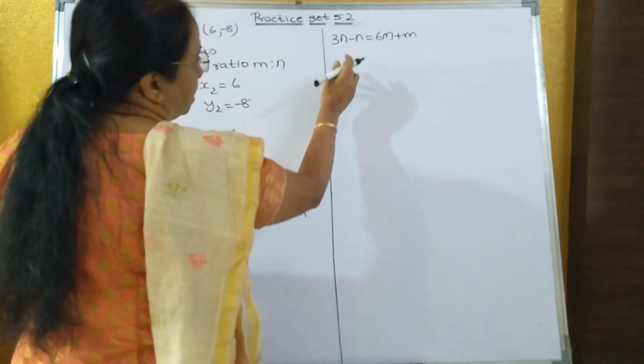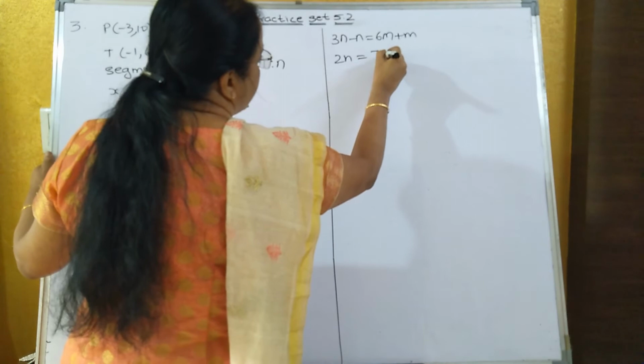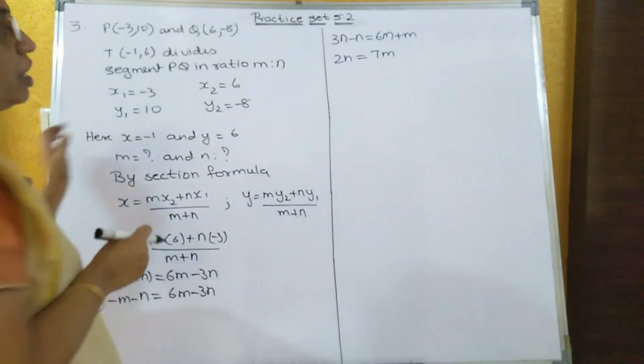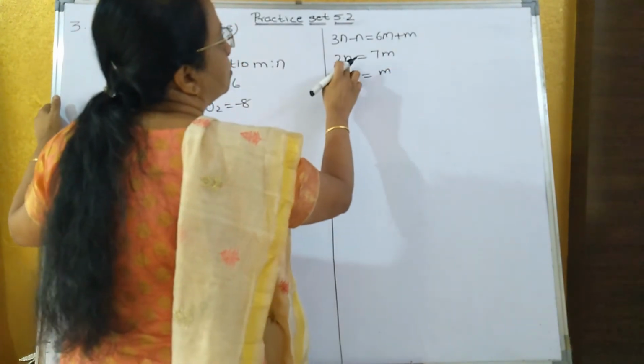Now 3n minus n is how much? 2n. And 6m plus m is how much? 7m. Now we have to find out the ratio m is to n. So keep the m on this side and bring this n on this side.